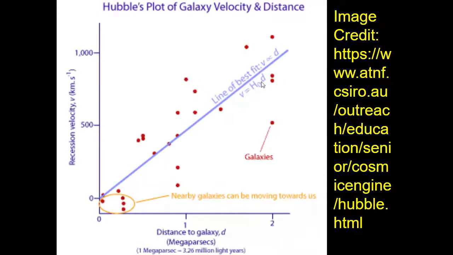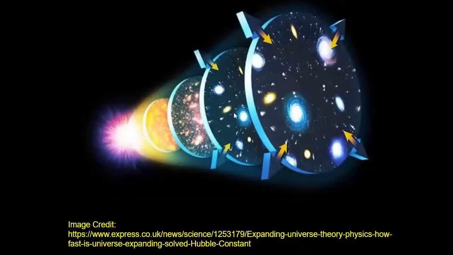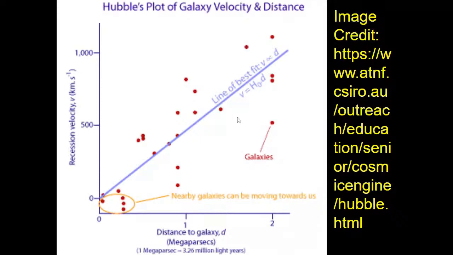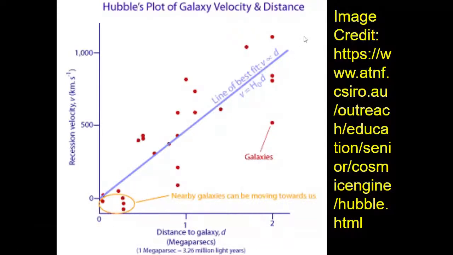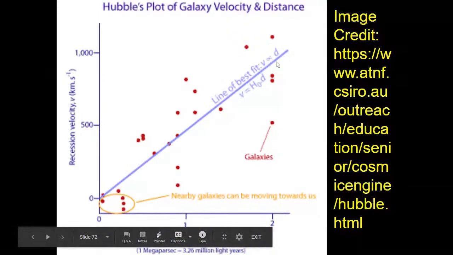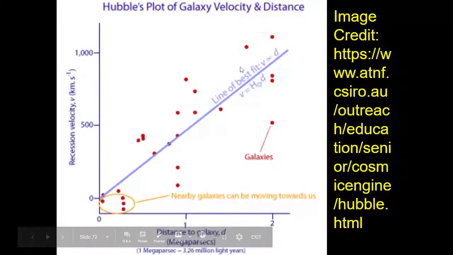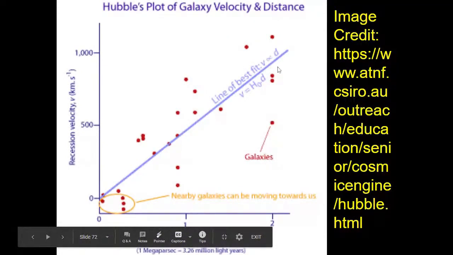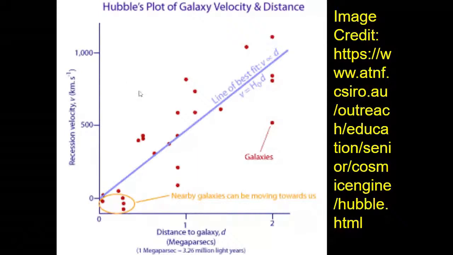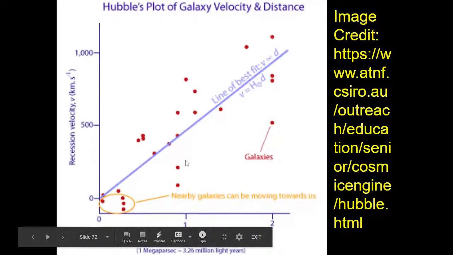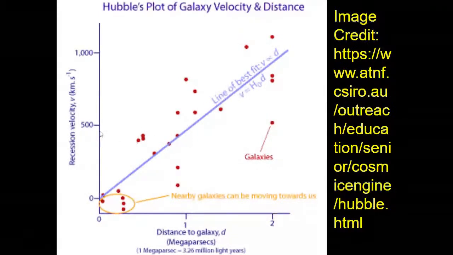This constant H naught is what today we call the Hubble parameter, to pay tribute to Edwin Hubble's work. So this is called the Hubble law, which says that the further away a galaxy is, Hubble interpreted that it is moving faster. So the higher the distance, the greater the recession velocity of a galaxy. For example, if it is at a 2 megaparsec distance, its velocity is close to 1000 kilometers per second, while if it is at a 1 megaparsec distance, its velocity is somewhat lower than 500 kilometers per second.